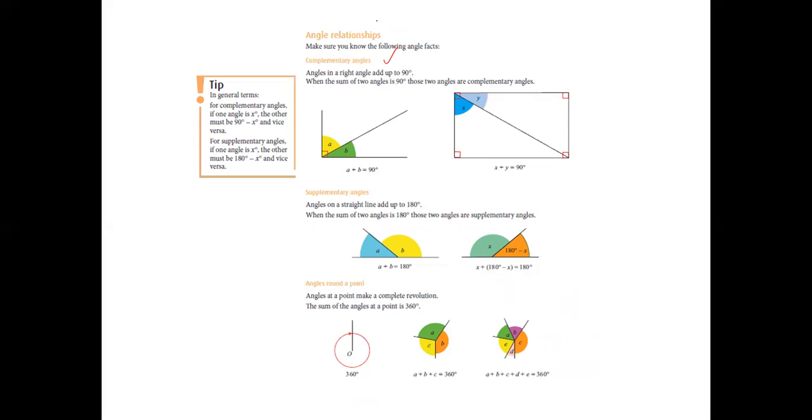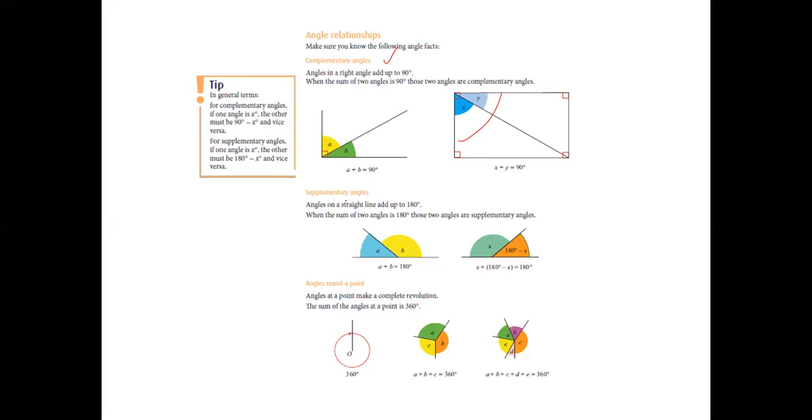Complementary angles: angles that form a right angle add up to 90. When the sum of two angles is 90, those two angles are complementary angles. These two, for example, A plus B is equal to 90 degrees, so they are complementary angles. And also x plus y is 90, so these two angles are called complementary angles.